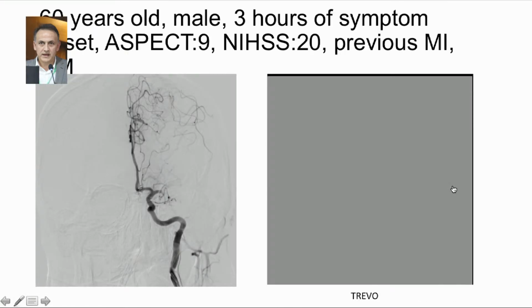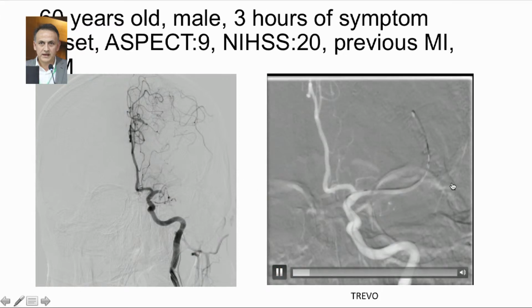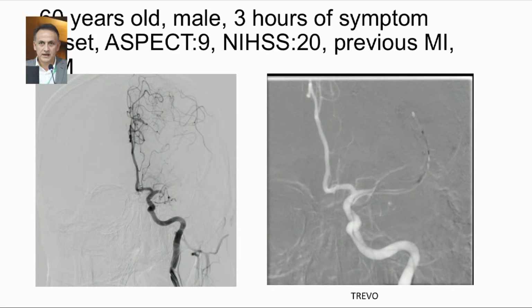Another case is a 60-year-old male. He has 3 hours of symptom onset, and ASPECT score was 9, and NIHSS score is 20. He had previous MI and diabetes. In this patient, you see that there is a middle cerebral artery occlusion. As usual, we just wire it, send a microcatheter, and send a stent retriever system.